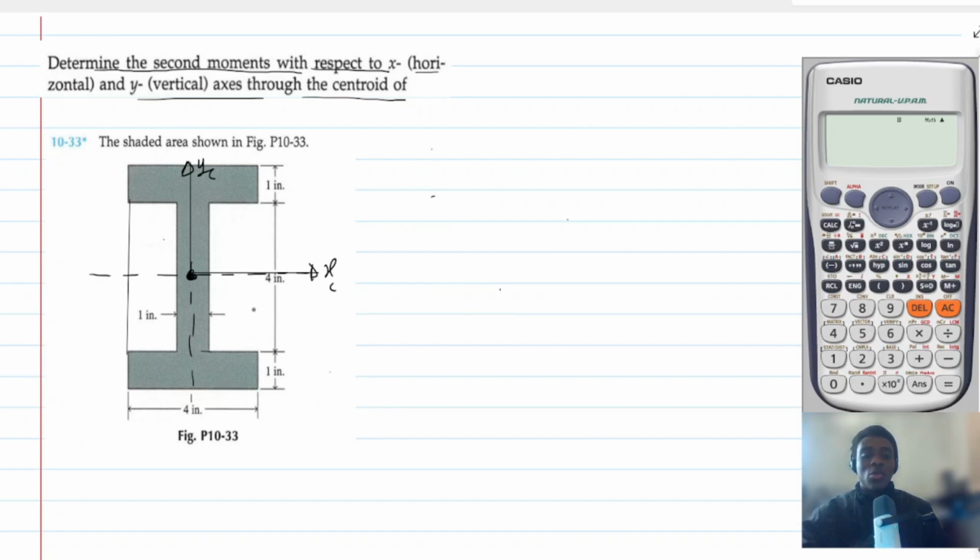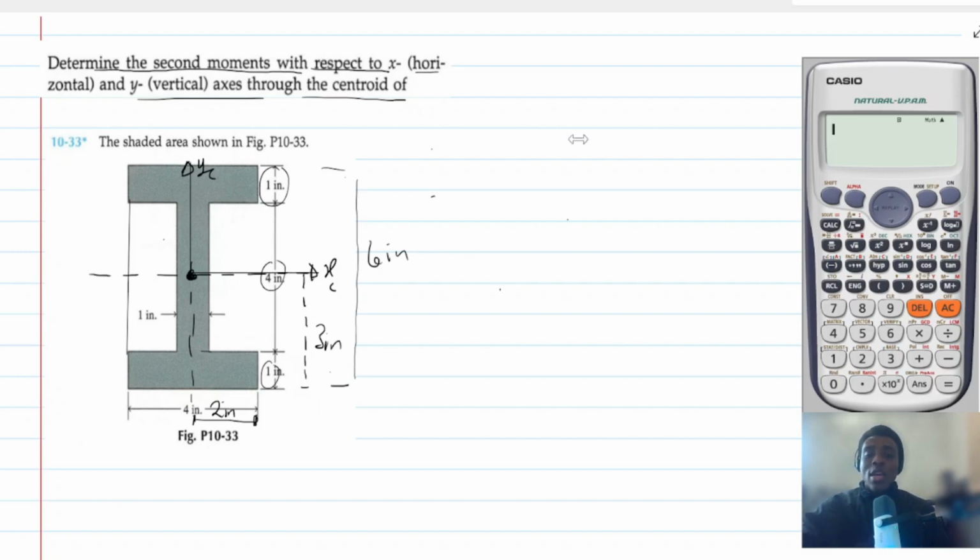It is important to know that this is 1, this is 4, this is 1. If we add all of them up, we have 6, so this is 6 inches. Halfway of 6 will be 3, which means that all the way here is actually 3 inches. And don't forget that this is 4, so if I divide 4 by 2, I have 2 inches.